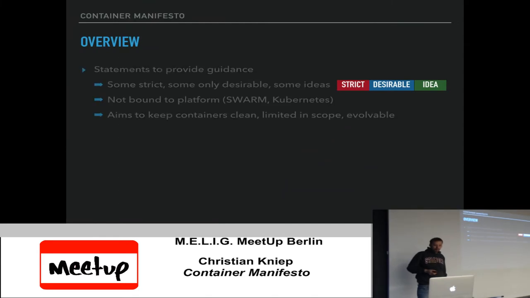I have a little overview. I counted maybe 15 or so statements to provide some guidance. And that's an iterative thing, so if you disagree, hopefully you will speak up and discuss. I'm not biting, so feel free. I try not to be bound to any platform, so no matter if you use Docker or Rocket or whatever, or Swarm or Kubernetes, it shouldn't matter. It's more to provide a general idea of how you should deal with Linux containers. The aim is to keep containers clean, limited in scope and hopefully very evolvable.